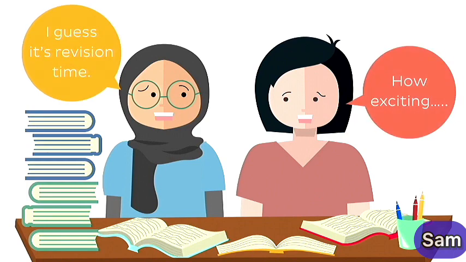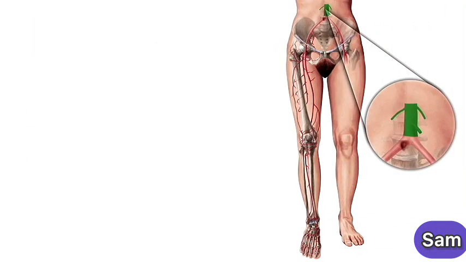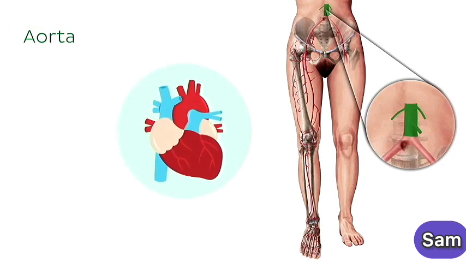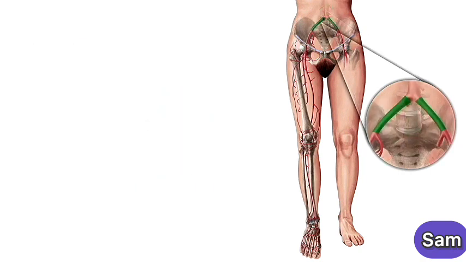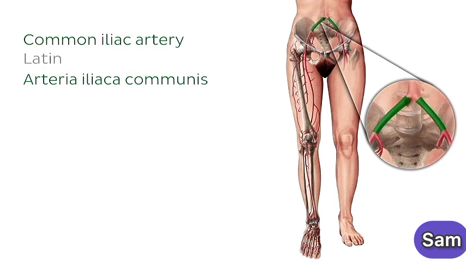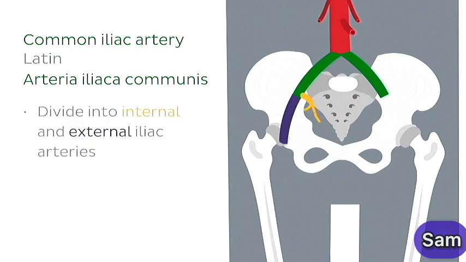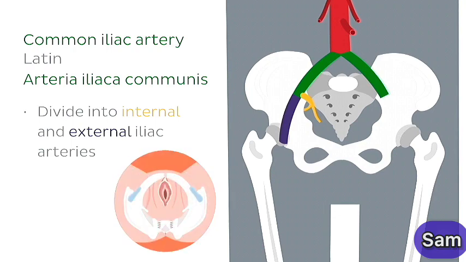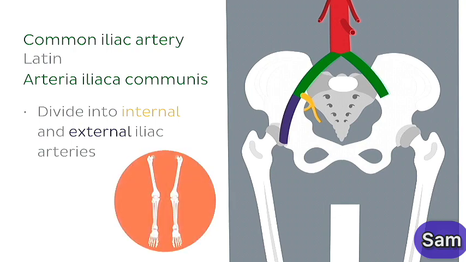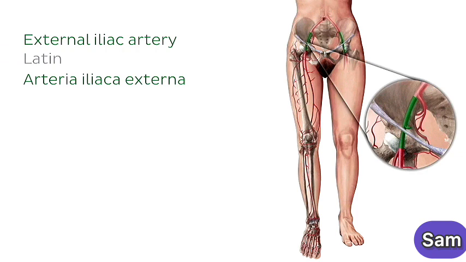Like the rest of the body, the arterial supply of the lower limb originates from the aorta, which delivers oxygenated blood from the heart. The abdominal aorta terminates around the level of the pelvic brim, where it divides or bifurcates into 2 common iliac arteries. The common iliac arteries divide further into internal and external iliac arteries, which supply structures within and around the pelvis, perineum, and lower limb.